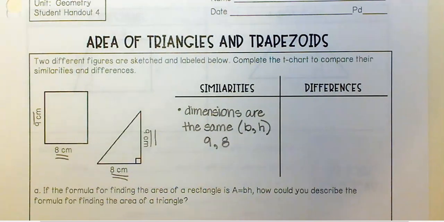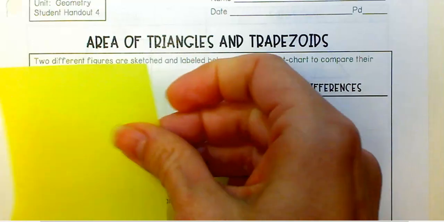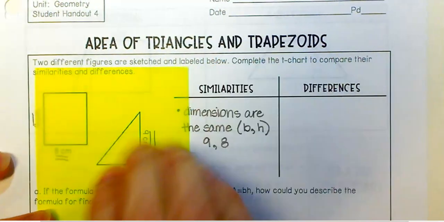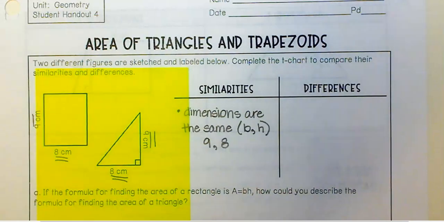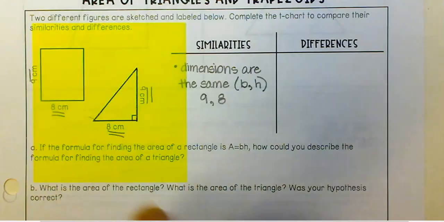All right, but now let's look at how are these different? Well, maybe you can, maybe you can't tell, but to me, it appears that that triangle is only half the area of the rectangle. So we're going to take a second and make sure. All right, so I've traced over my triangle.